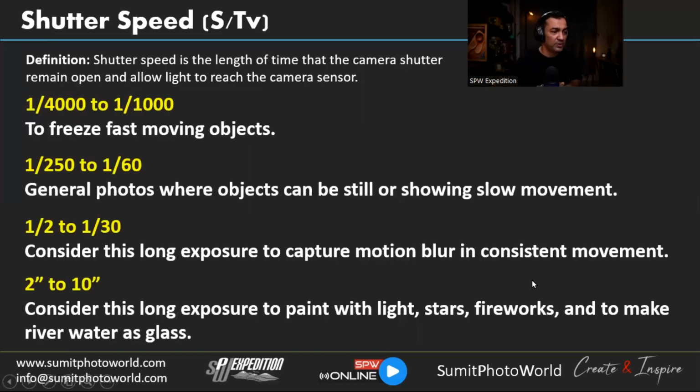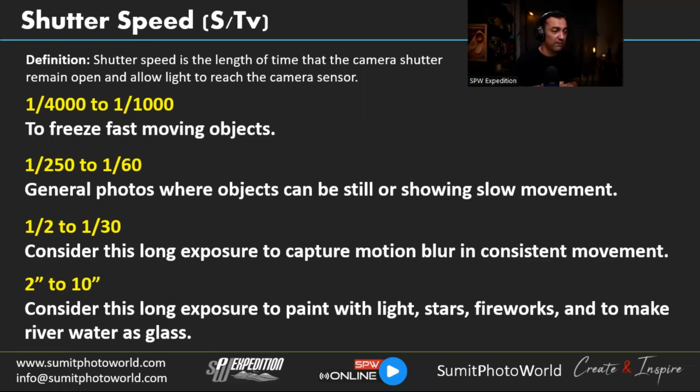Shutter speed, we'll just try to understand the shutter speed definition here. Shutter speed is the length of time that the camera shutter remains open and allows light to reach the sensor. Most photographers call this exposure time, because it's exposure which is being captured, and how long that exposure is being captured. So we call this exposure time.